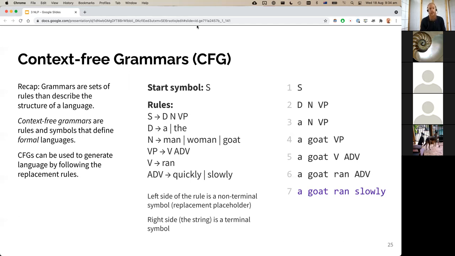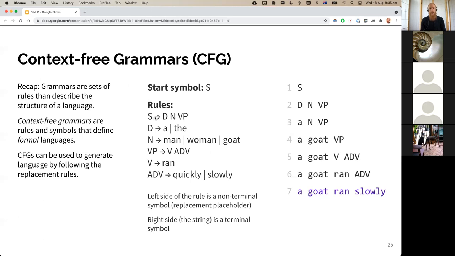So here we'll see the structure of a context-free grammar is that essentially you have a bunch of rules, and the rules give sequences of replacement. So the primary rule here is that we have a starting symbol S, and then it is replaced with a sequence of other tokens or symbols.